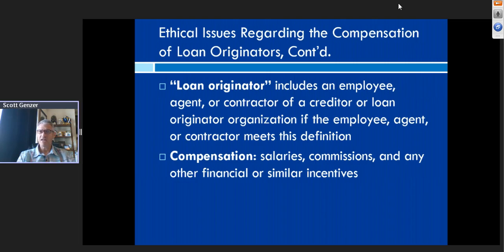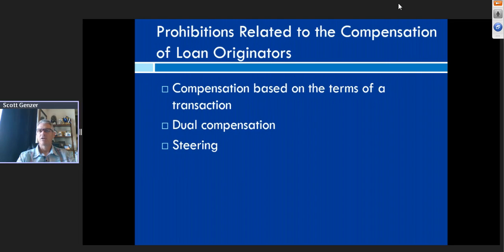So no change in salary, no commissions, no bonuses, no trips, or anything else based on any terms of a transaction or any of the legal compensation ways that we've outlined. All right, so what do we get? No compensation on the terms of a transaction, no charging a fee and keeping yield spread premium, no dual compensation, and no ability to steer.